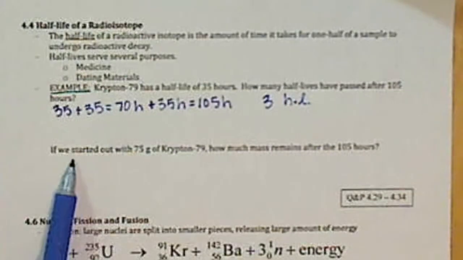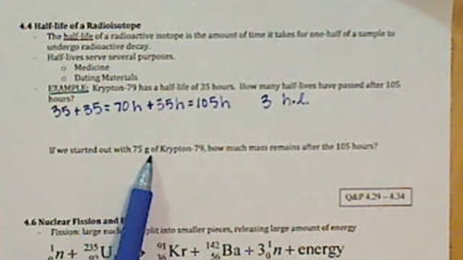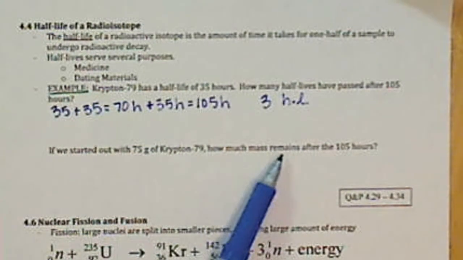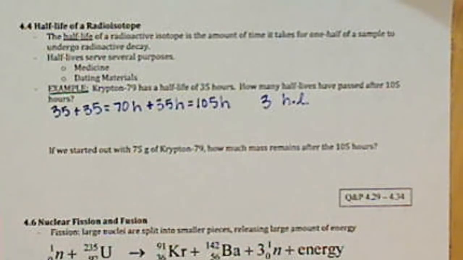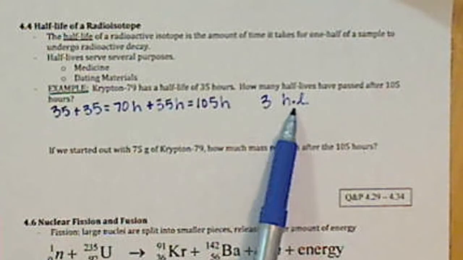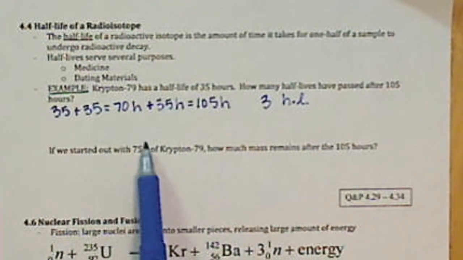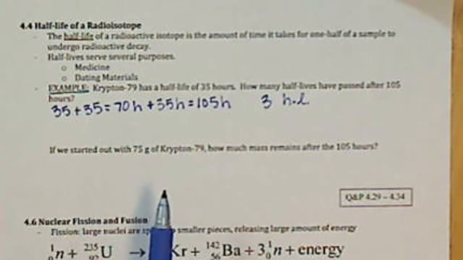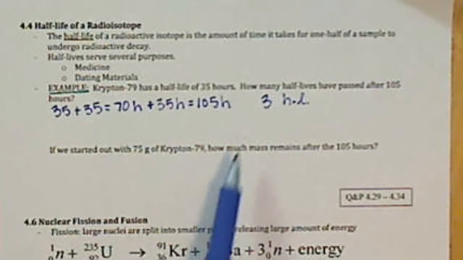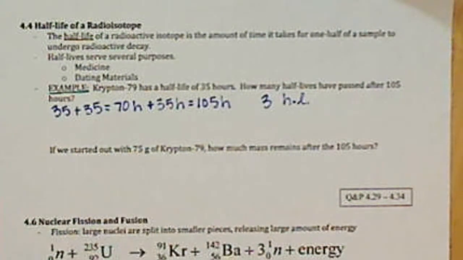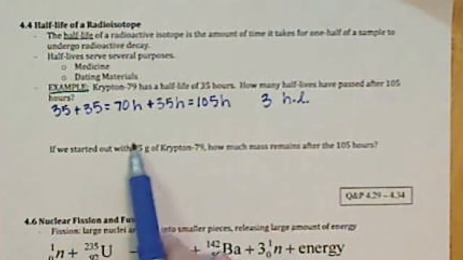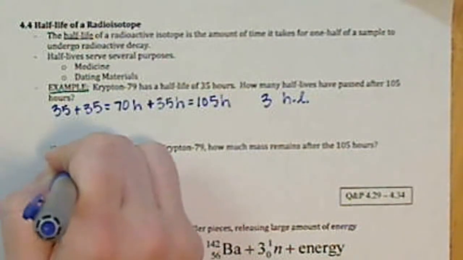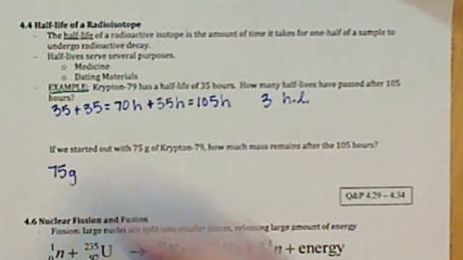Next question: if we start out with 75 grams of Krypton-79, how much mass, how much material has remained after the 105 hours? We have 3 half-lives that have passed, so this mass is going to reduce in half 3 times. We can't take 3 times 2 and then divide that. That's not how this works. We have to divide this in half 3 different times. And that's all we're ever going to do with half-lives. We're just going to divide by 2.